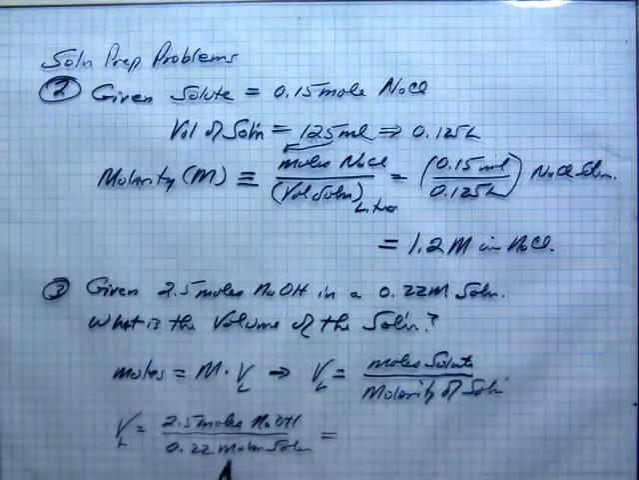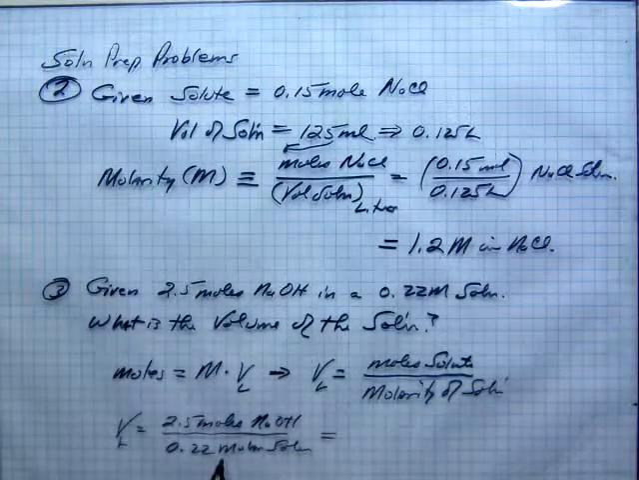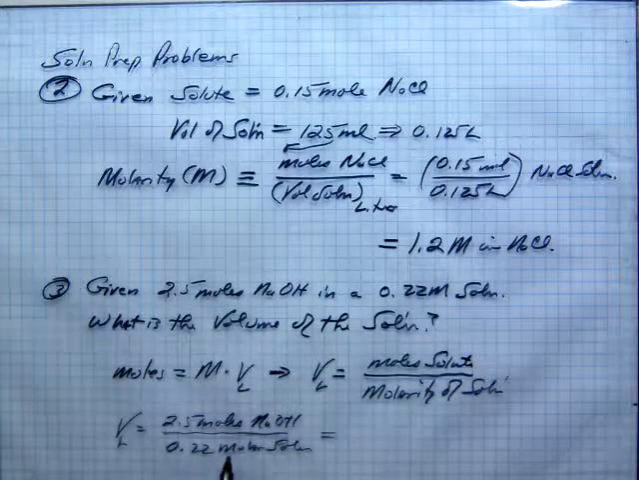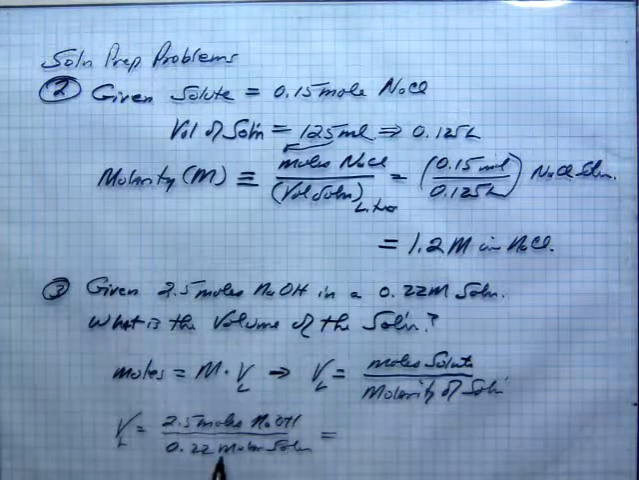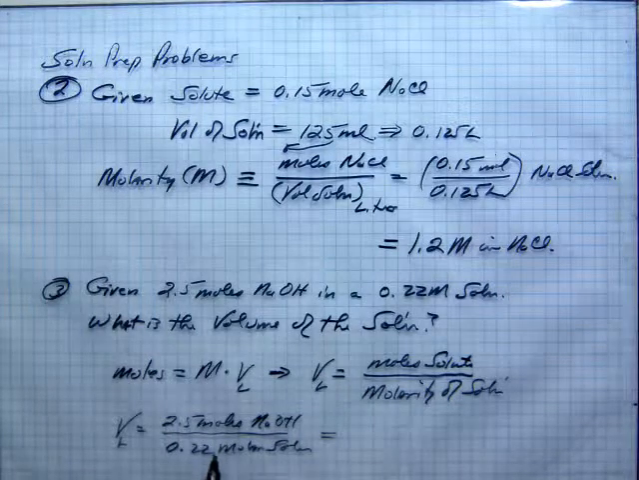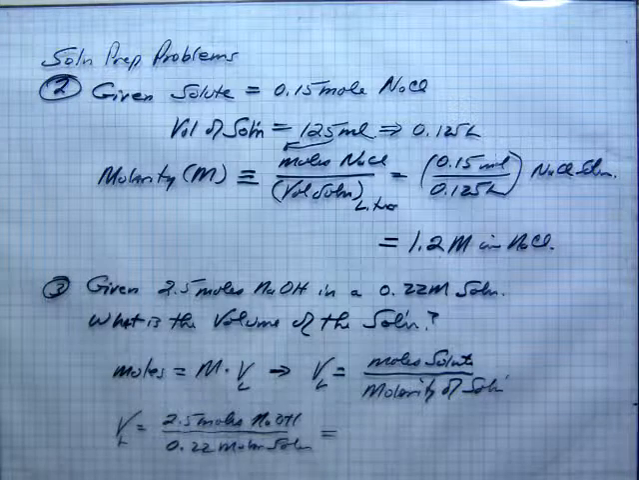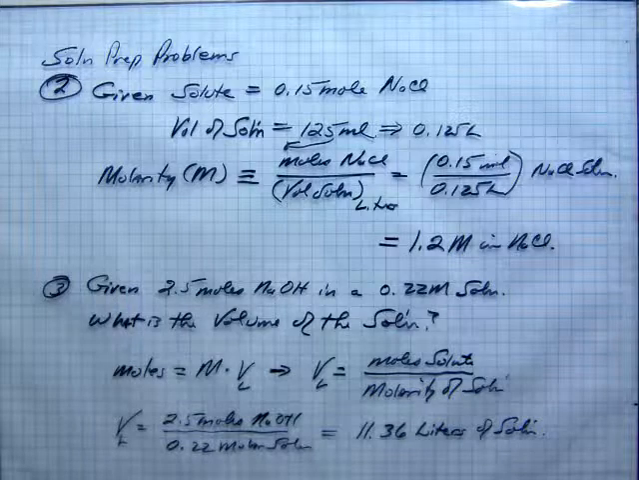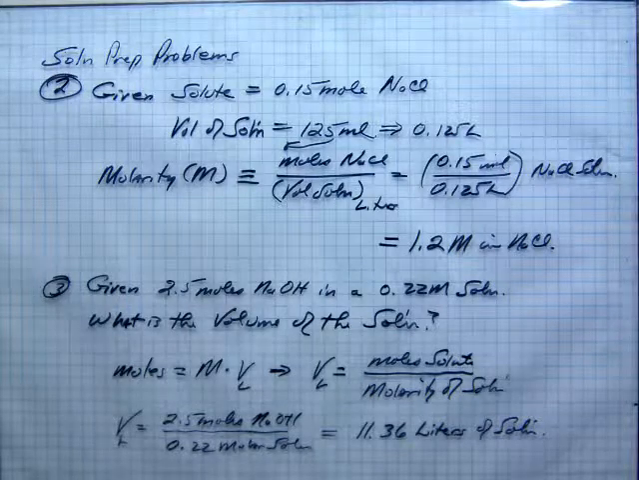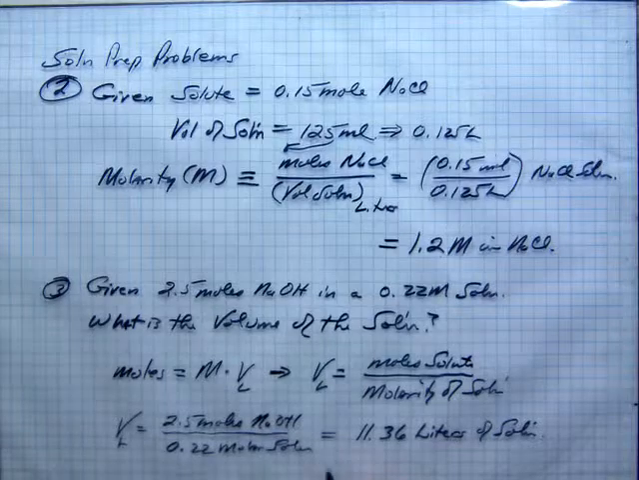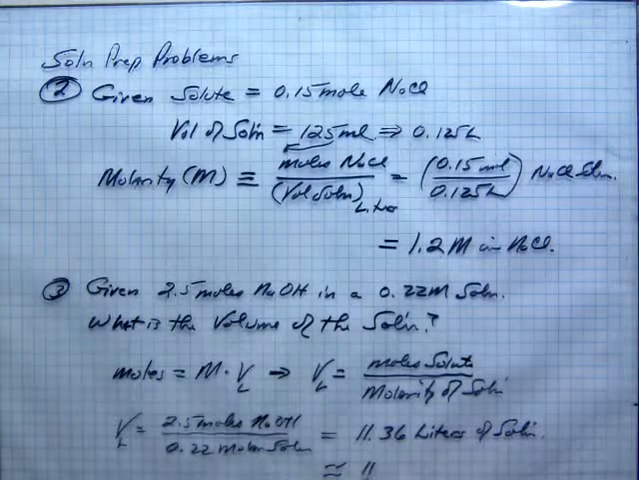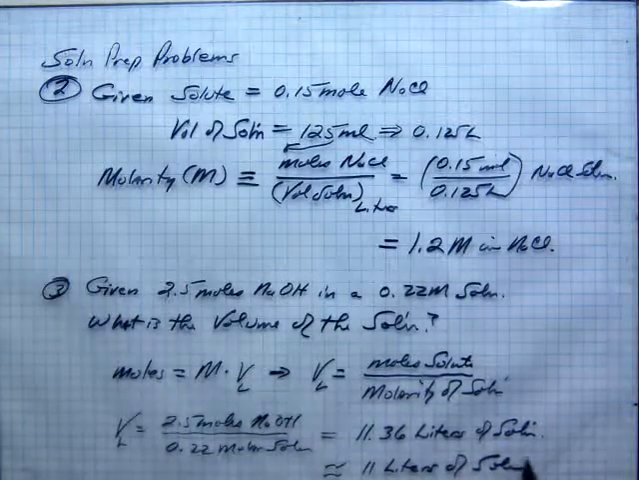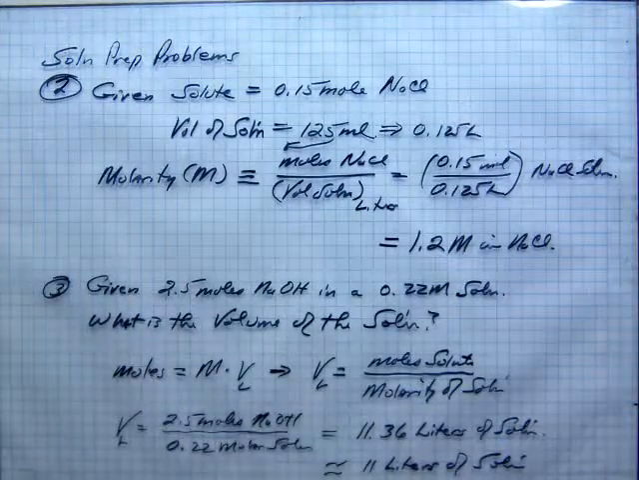Now, just to put this in perspective, put the M into moles per liter, and it's moles over liters, and then when you invert and multiply the denominator term in that form, you wind up with units of liters when everything's said and done. So we're showing 11.36, and 2 sig figs would probably be sufficient. So this is about 11 liters of solution in significant figures.